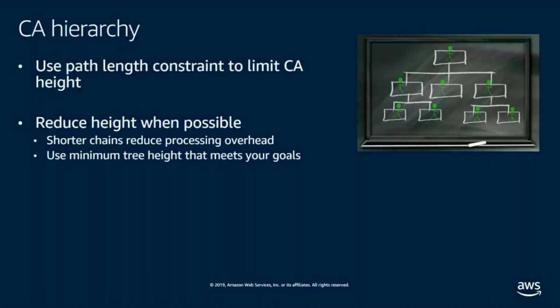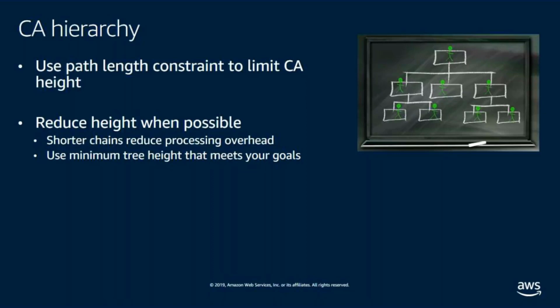Next, we want to think about the CA hierarchy and where is it appropriate to add another level in the CA hierarchy, and when should we add a level, when should we try not to, and how do we enforce that? So one way we can enforce that, as we talked about, is IAM policies to limit who can create subordinate CAs and root CAs. But another one is to use the path constraint.